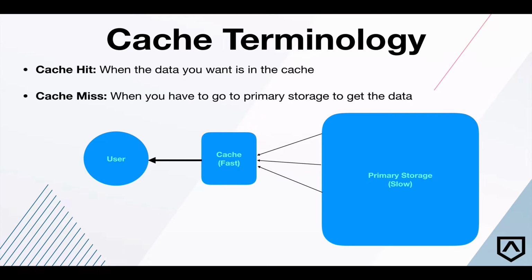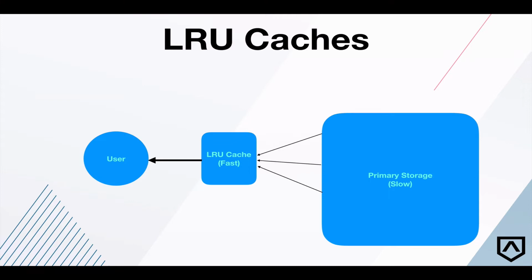The flip side is a cache miss. So when you try to get something, it's not in the cache. First thing that has to happen is the caching system has to go to primary storage, get it, populate the cache, then it can return it to the user. Cache misses will happen if you get some data that nobody's ever gotten before, or get some data that maybe hasn't been gotten in a while, depending on what caching strategy you use. The strategy we're going to talk about here is an LRU cache. LRU stands for least recently used.